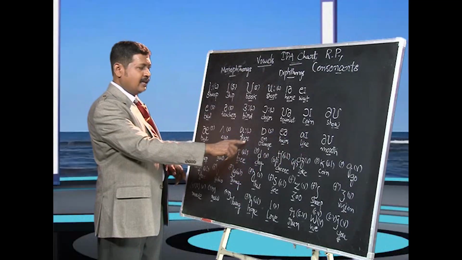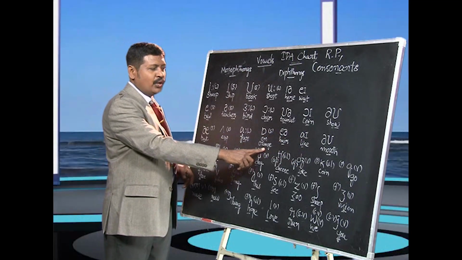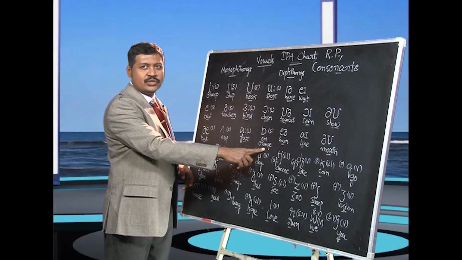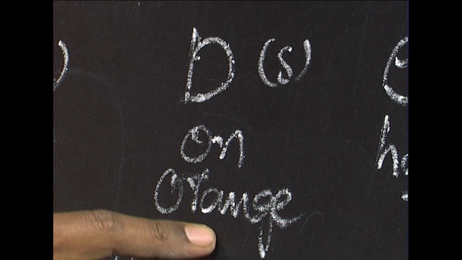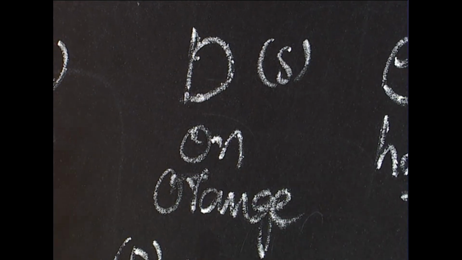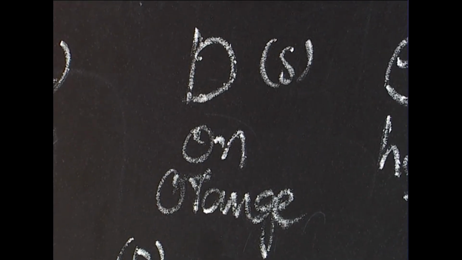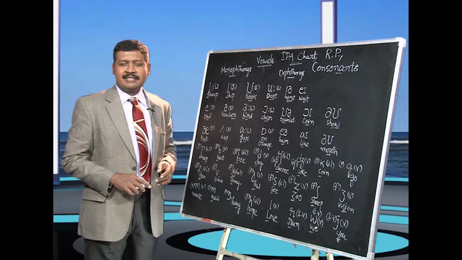And the last one in the monophthongs is the short vowel sound, that is on, orange, o, off, orange, short vowel sound. So these are monophthongs. I have told you monophthongs have one vowel in one syllable. The words that we discussed are syllables.